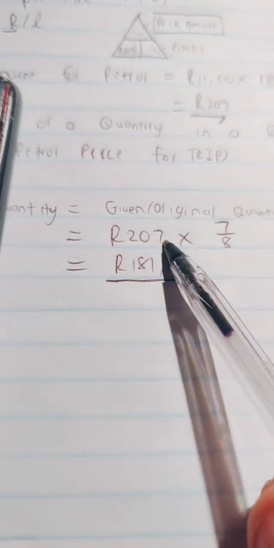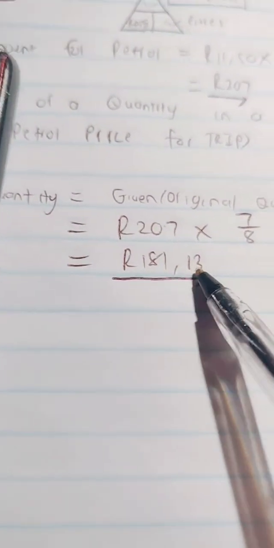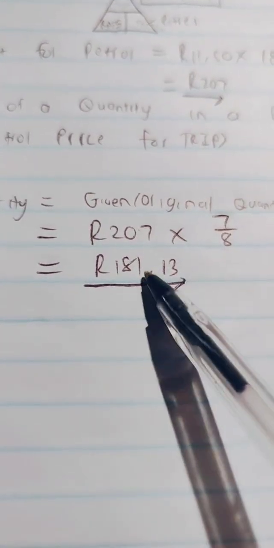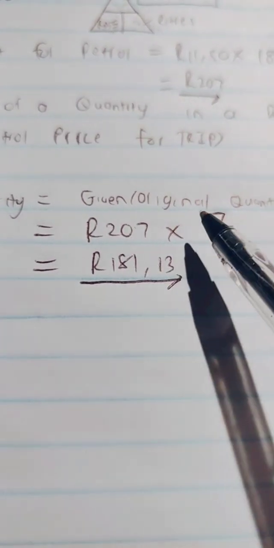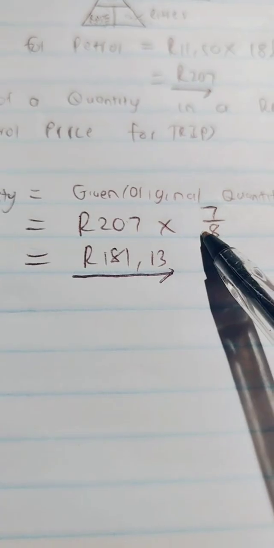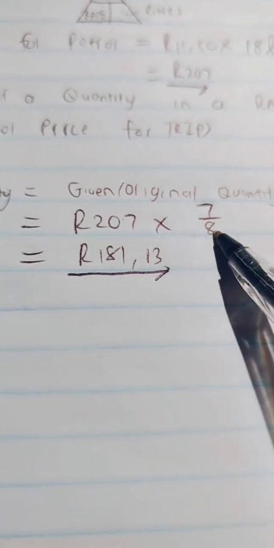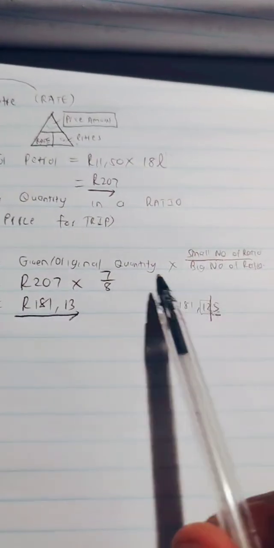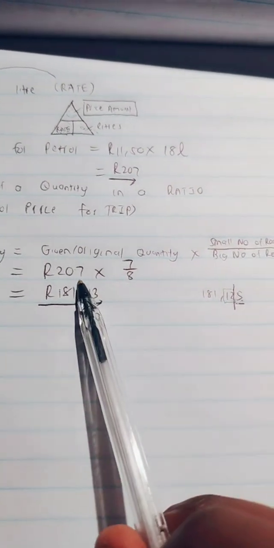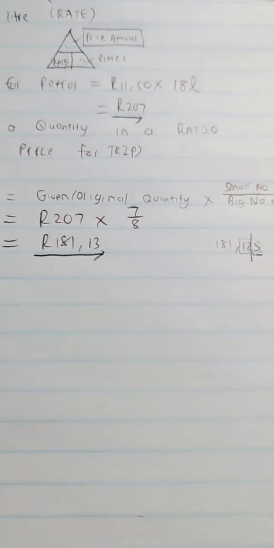The price was 207 rand. Now the price has really been reduced. It's been made smaller when we reduced it using the ratio 8:7: 7, the small number, at the top, 8, the big number, at the bottom. Then we are able to calculate the reduced amount, which is 181 rand 13 cents. That was not too difficult, was it?